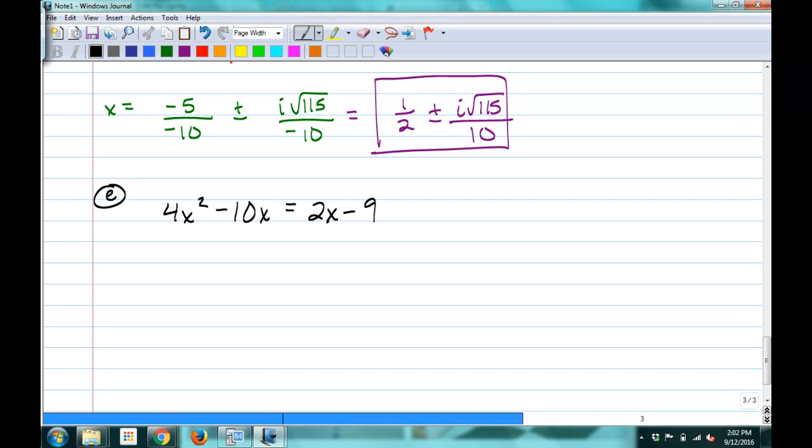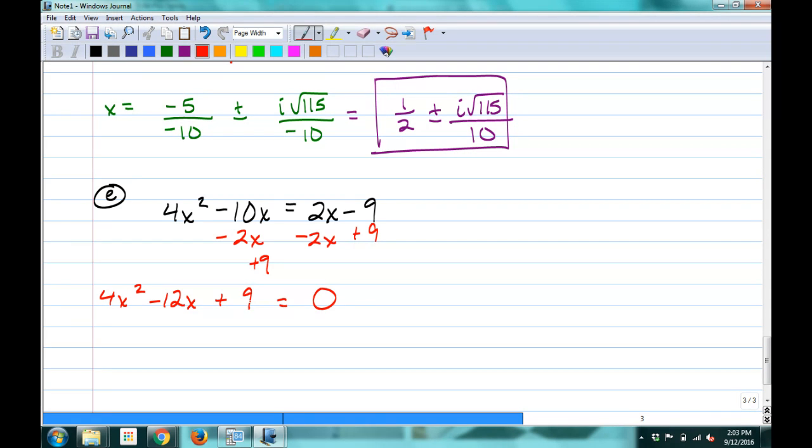Okay. All right. So we got 4x squared minus 10x, and that's equal to 2x minus 9. So again, what do we got to get it equal to? 0. So that's all we're doing to start off with. Guys have got that down pat. There's 0. And then the other side we just got to simplify. And then make sure you got it in order, x squared, x, and then a number.